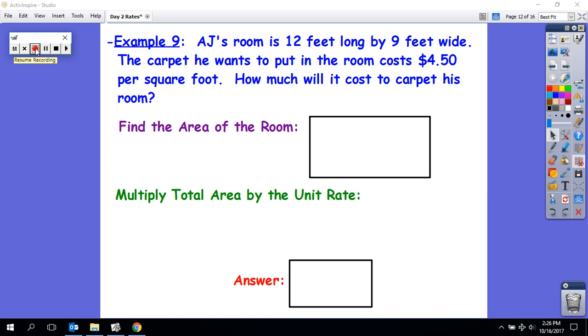AJ's room is 12 feet long by 9 feet wide. The carpet he wants to put in the room costs $4.50 per square foot. How much will it cost him to carpet his room? Well, first of all, we need to figure out how big his room is. So we need to calculate the area. The area of his room is going to be 12 feet times 9 feet. And 12 times 9 is 108 square feet.